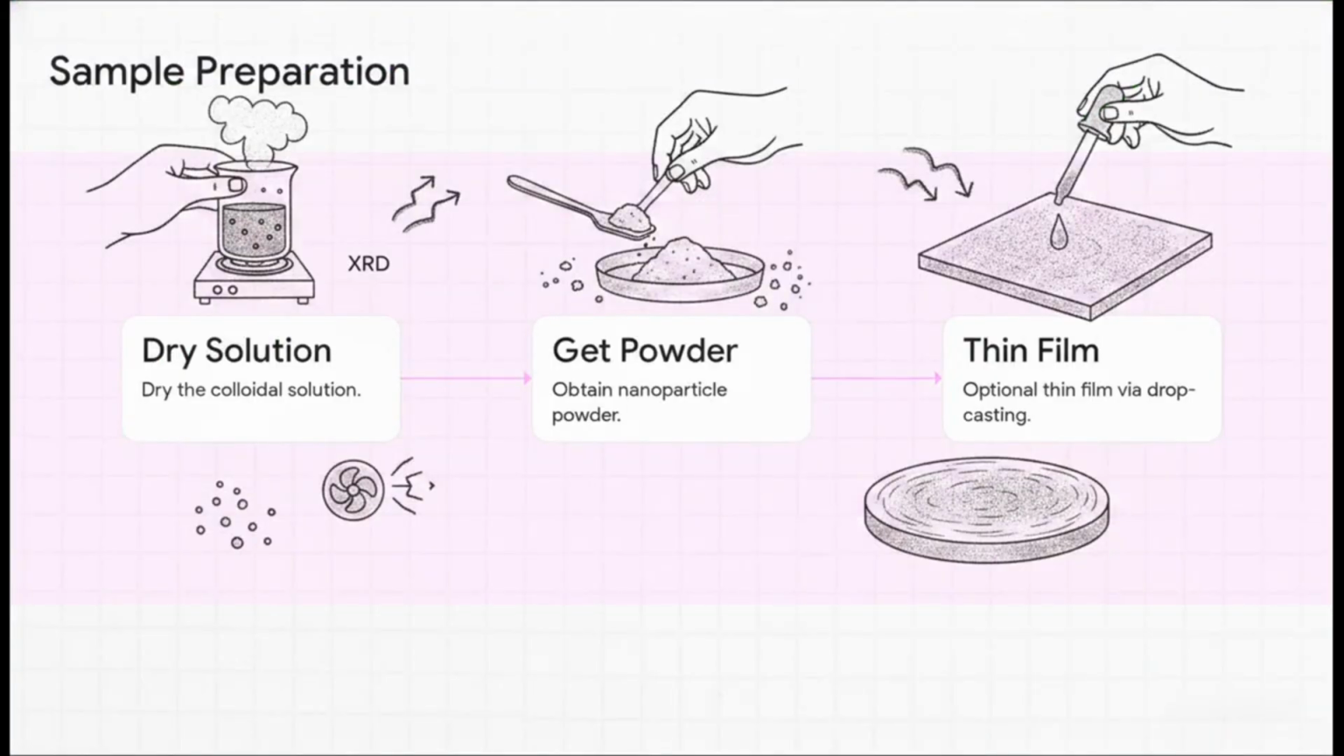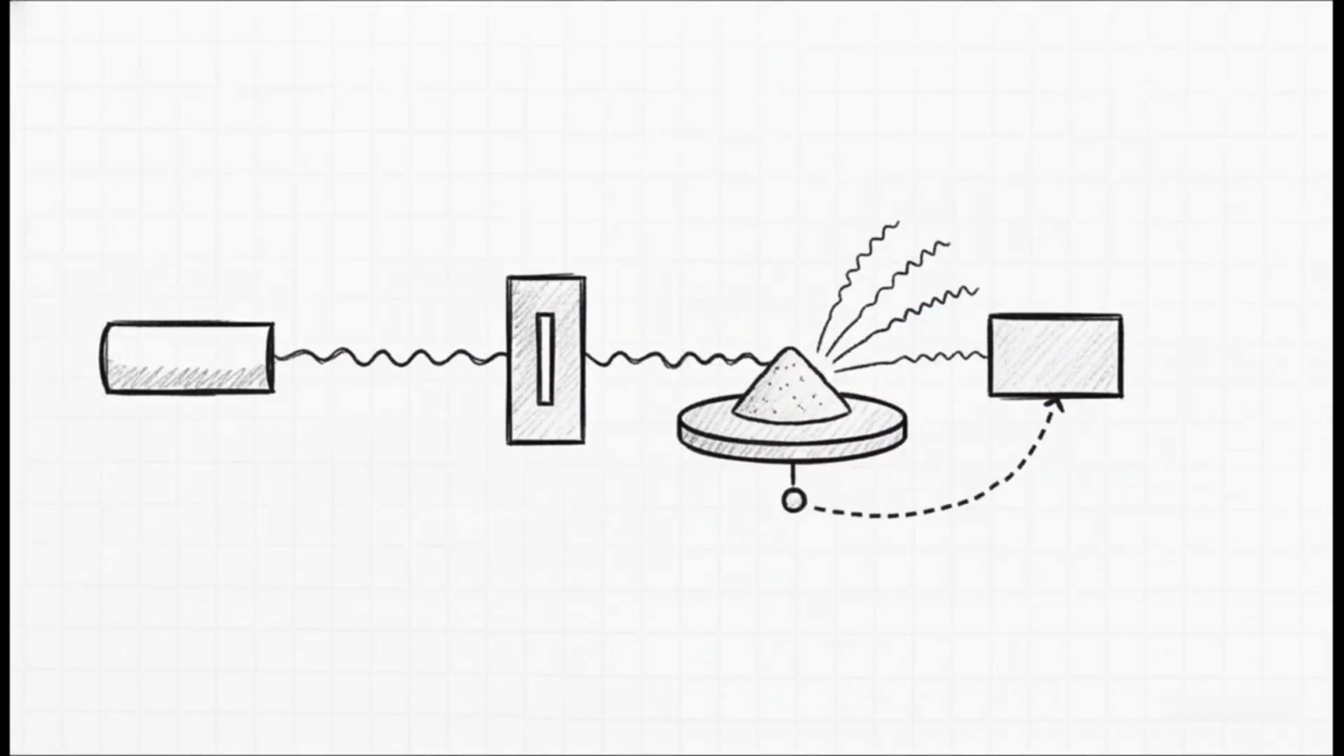So how do we actually prep a sample for this machine in the real world? Well, if your nanoparticles are swimming around in a colloidal solution, step 1 is to dry it out. Step 2, you carefully collect the resulting fine powder, and honestly, that's your gold standard for X-ray. Alternatively, step 3, you can create a thin film by drop casting or spin coating your sample onto a substrate. The absolute critical rule here: you need a highly uniform layer on a low background material so you don't mess up your X-ray readings.